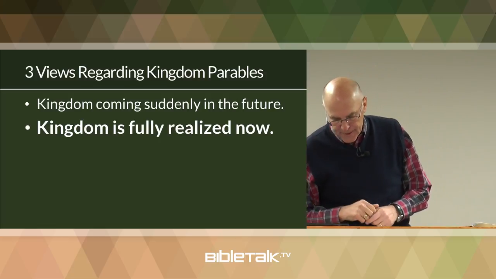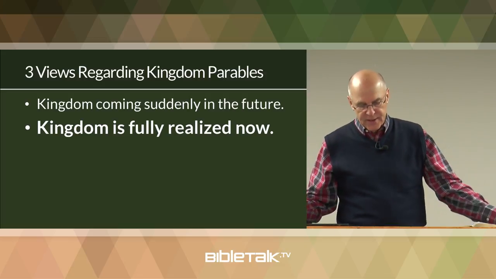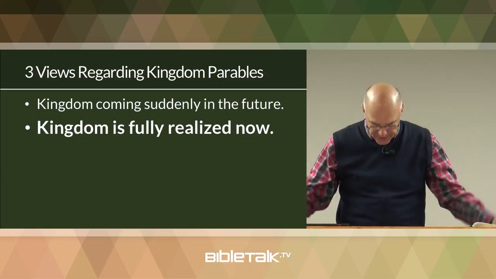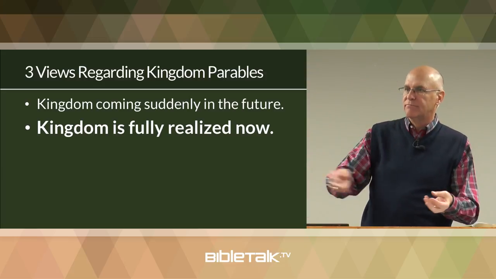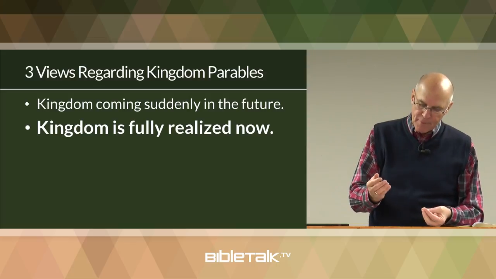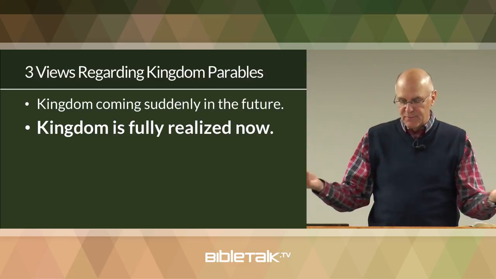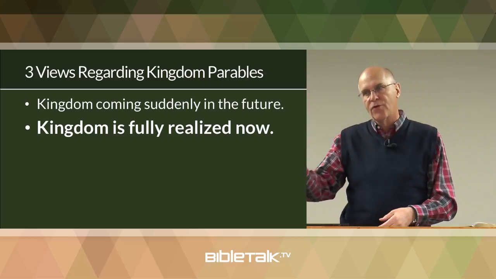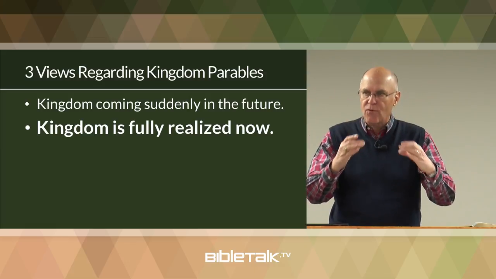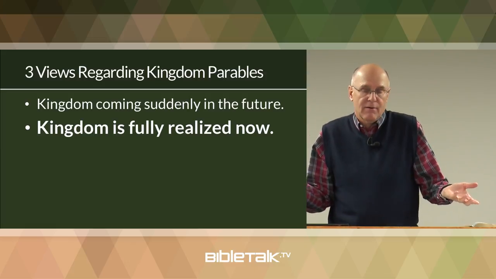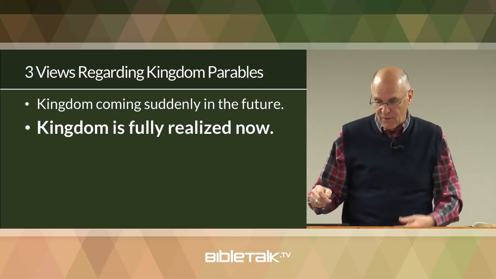Another view, the other extreme, is that the kingdom is fully realized and it is complete here on earth, and all we're doing is just adding to it as time goes by. And so for these people, the leaven rising is simply interpreted as the ongoing growth of the kingdom. Why? Because their view is already formed. They believe the kingdom's already here and it's complete. It's just getting bigger.